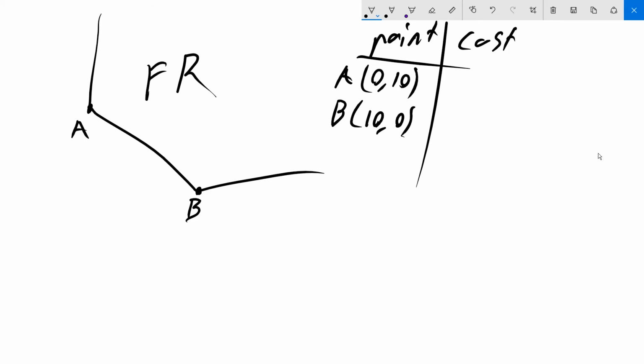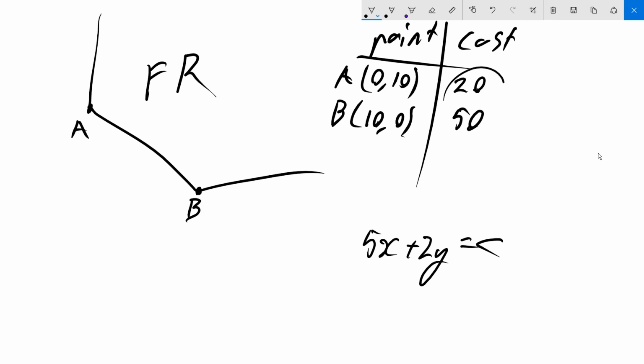If we had another line in here, we would have to simultaneously solve to work out what that point is. But because we don't have to, we're just going to use these 2 points here. So now the cost, 5x plus 2y equals cost. Okay, so 5 times nothing is nothing, plus 10 times 2, which is 20. 10 times 5 is 50. So our minimum cost is going to be here, 20. So we write that.